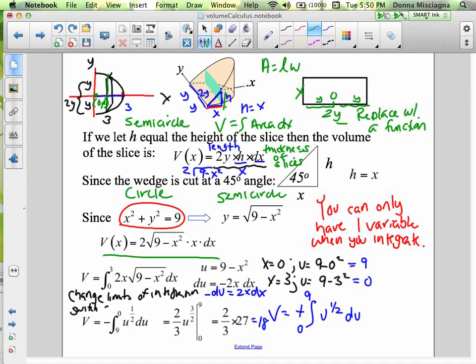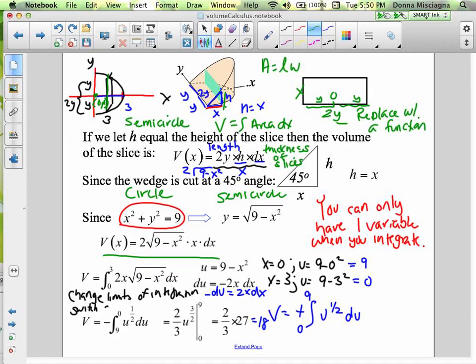So as the number of slices increases to infinity, meaning the width of our slices approaches 0, we're integrating, we're finding the sum of the area under the curve. And when we integrate the area, we get our volume. Okay, so our volume equation that we're going to be integrating is 2 times the square root of 9 minus x squared dx, 2x times the square root of 9 minus x squared dx.